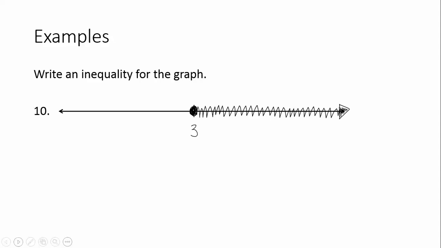Here we have a graph that has shading to the right of 3 with a closed dot. So again, we're going to write a variable, we're going to write the number, and this time we notice that our shading is to the right. So we want to write our inequality pointing to the right. We're talking about numbers that are greater than 3, and because we actually have it shaded in, we're talking about numbers that are greater than or equal to 3. Again, the closed dot indicates the number 3 is part of the answer, so that's why we draw the line underneath.